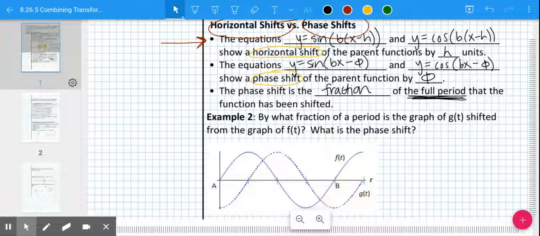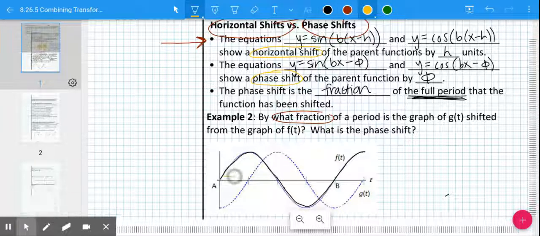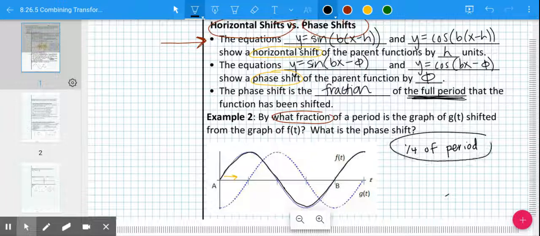In example 2, it says, by what fraction of a period is the graph of g of t shifted from the graph of f of t? Go ahead and answer that in the Edpuzzle. And when we look at this graph of f and we want to imagine how far forward this is shifted to become the dash graph, which is g, it appears it is shifted 1/4 of the period. That's how far to the right it is shifted, 1/4 of the period.